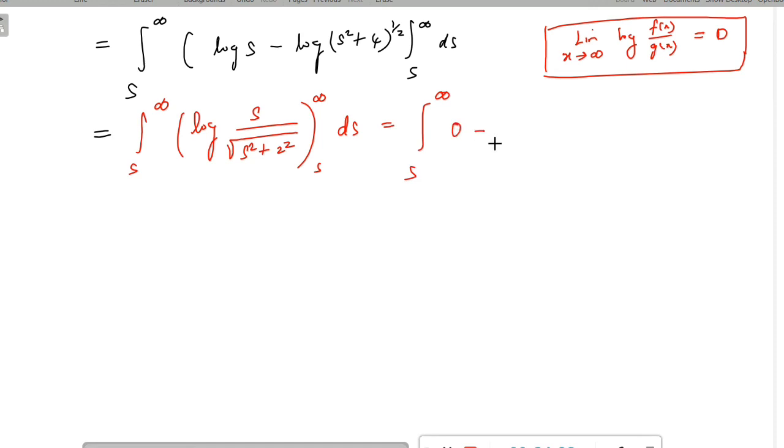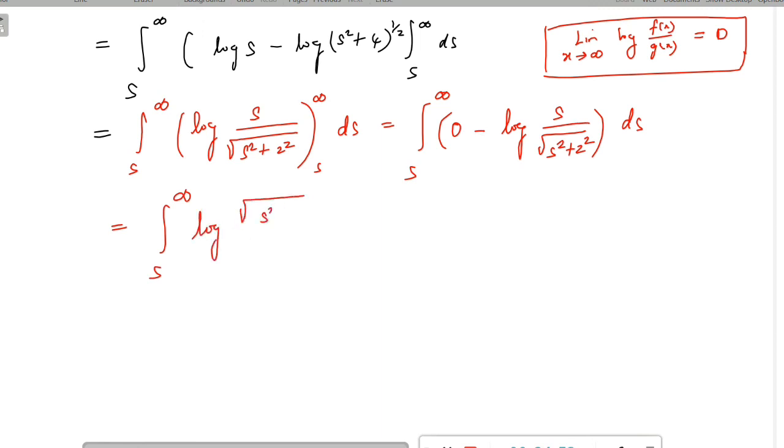So minus log, for the lower limit, you have to get the same value of the function into ds, which is equal to integral over s to infinity. So instead of minus, I have interchanged that limit. That means the term log square root of s square plus 2 square divided by s ds, which is equal to integral over s to infinity.